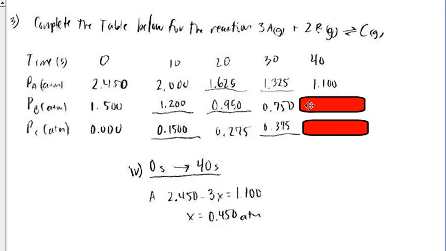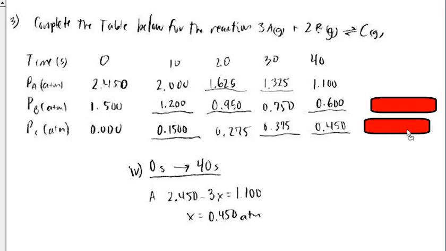Looks like those predictions were right. Same thing with 0 to 40 seconds. You can solve using the equation for pressure of A and find out that X is 0.450. If you solve that out, you'll get the pressure of B to be 0.6 and the pressure of C to be 0.450.